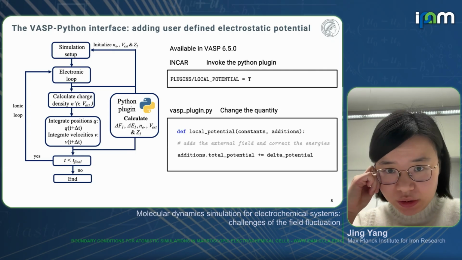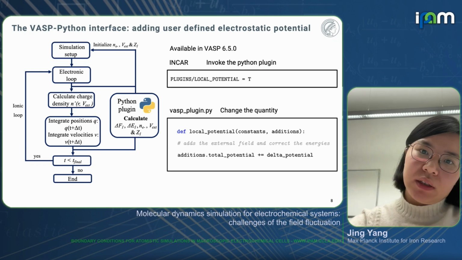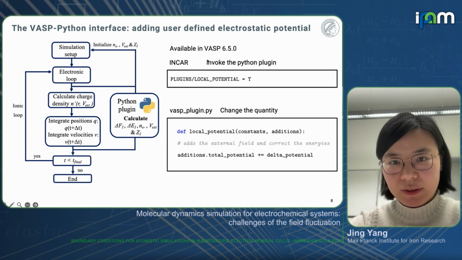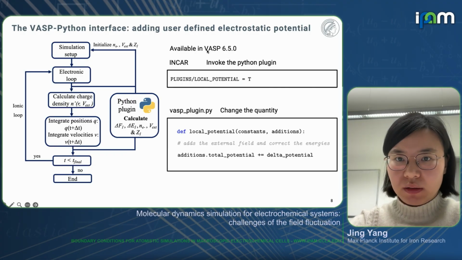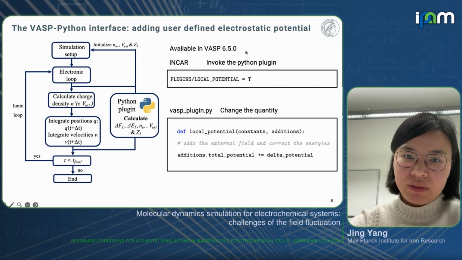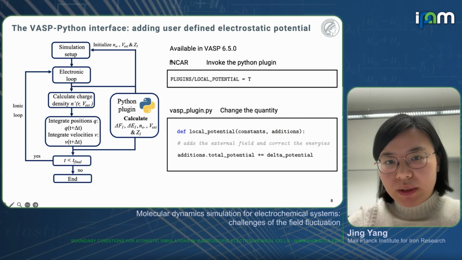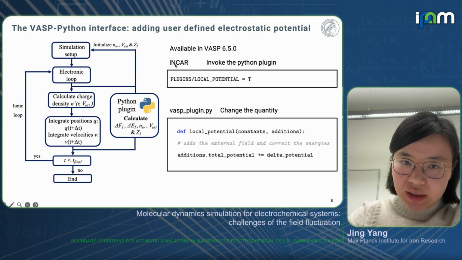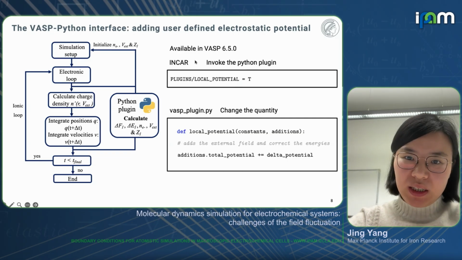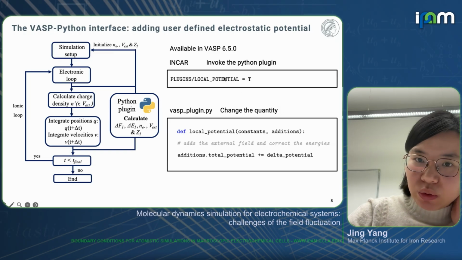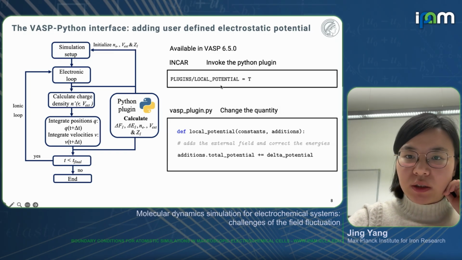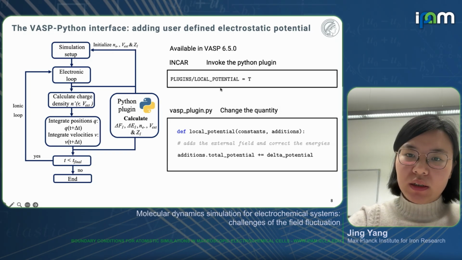I just want to show you a very simple example of how you can use this. This is already available in the very recent version, VASP 6.5.0. The way you use it is that in the INCAR input file of VASP, you tell VASP to invoke the Python plugin with given functions. For example, if you want to change the electrostatic potential, there is this function called local potential.